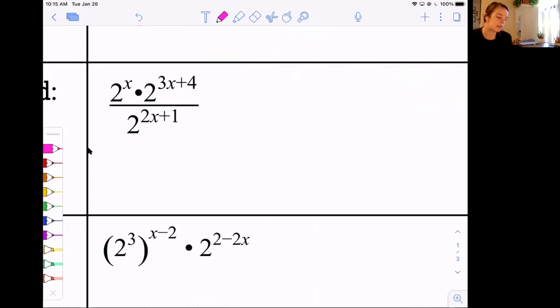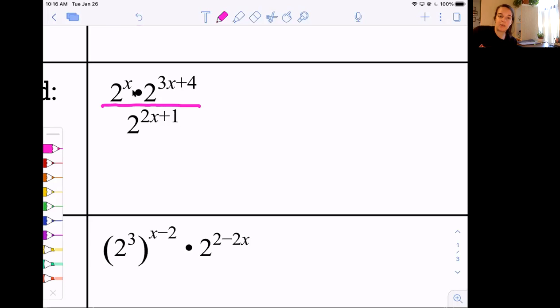I have 2 to the power of x times 2 to the power of 3x plus 4, over 2 to the power of 3x minus 1. Before I can get to the division step, I need to actually do this step here, multiplication. I need to multiply these two. What do I need to do with these exponents in order to combine this into one base?